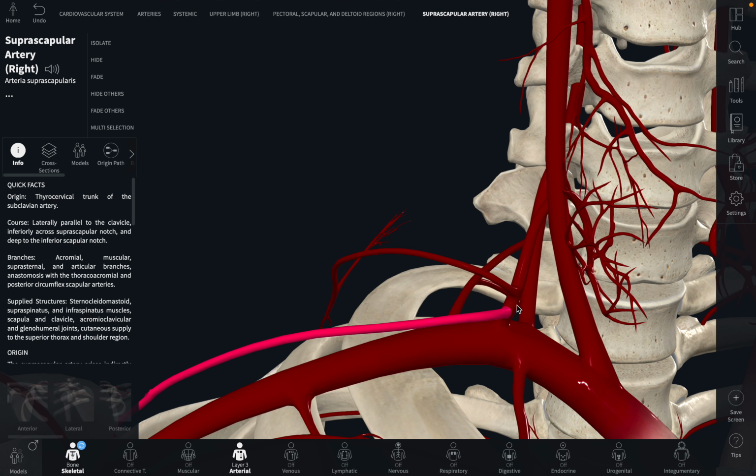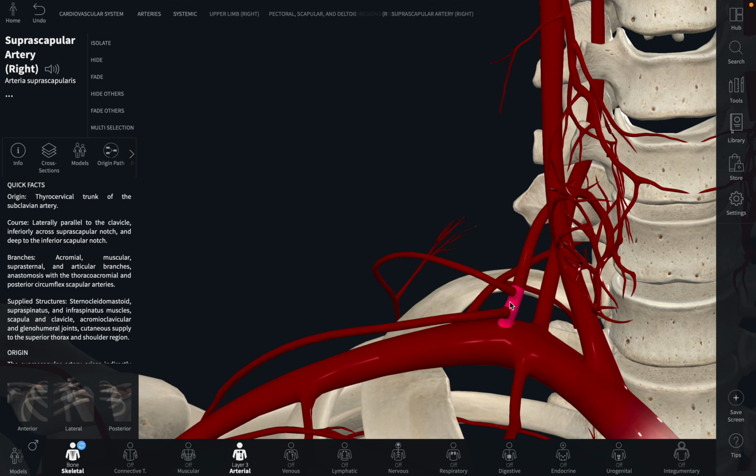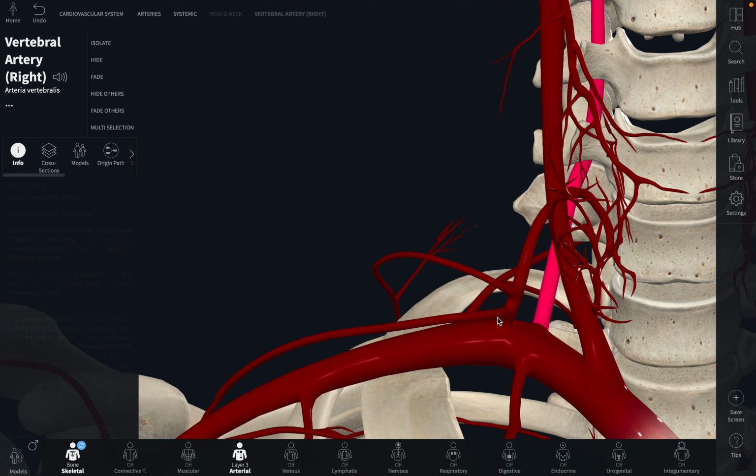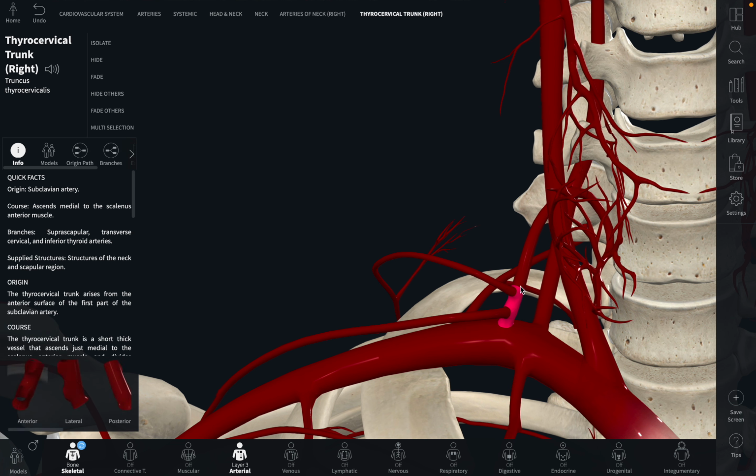This is the thyrocervical trunk. So we have the internal thoracic, the vertebral, and the thyrocervical. The thyrocervical is also going towards the neck region.